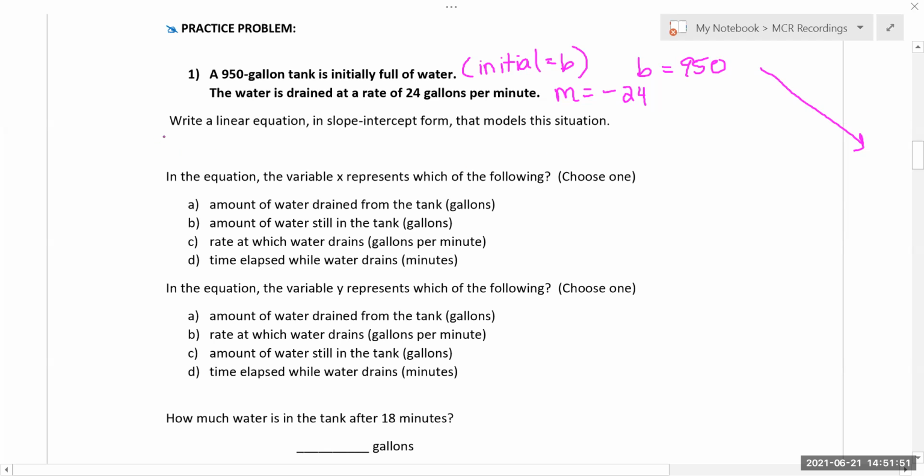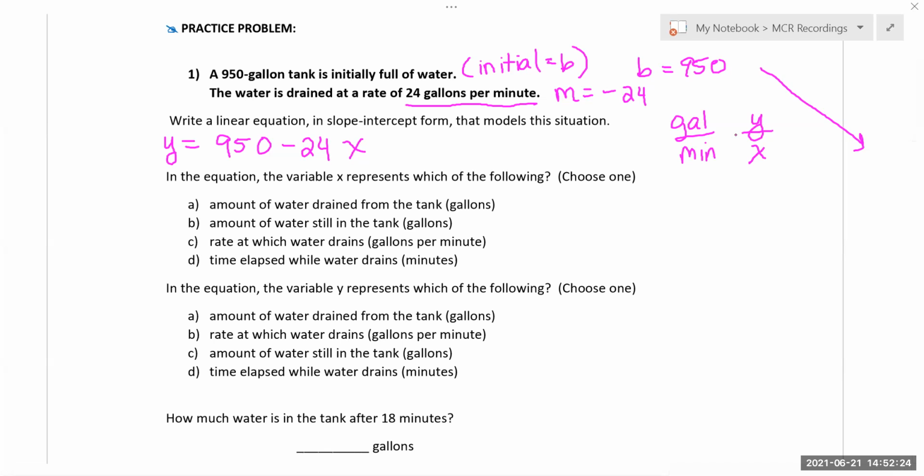So Y is going to be the amount of water in the tank, and X is going to be the number of minutes. So if I put this together, there's my B, my M is negative 24, and X is my minutes. And it's important to kind of note what we just did. The water is drained at gallons per minute. That's the slope, which means gallons per minute, which is Y over X. So then when you get a problem that asks you, like below, what's the X represent? Look at your slope. It's the number of minutes.